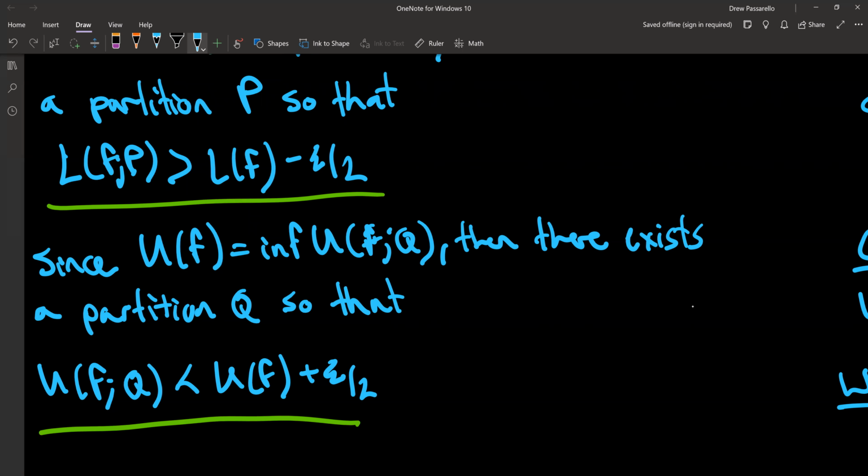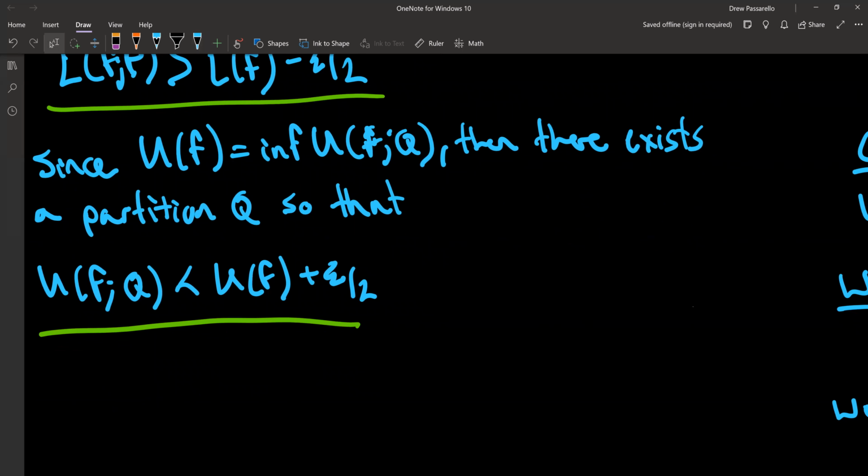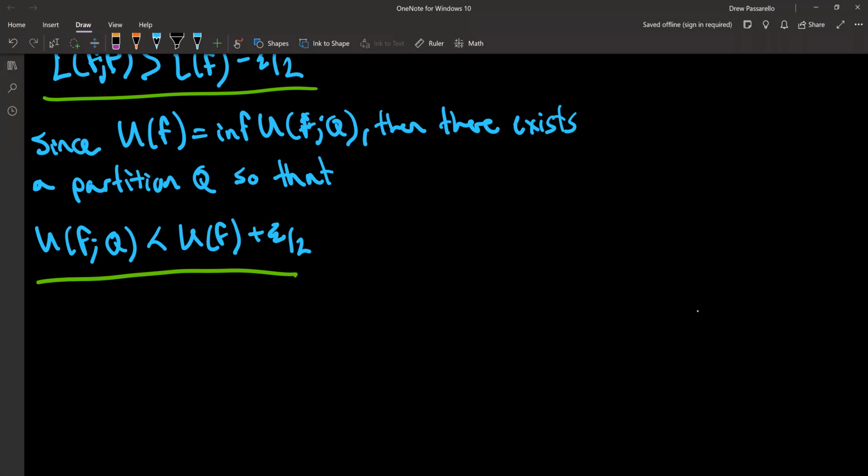Now we want to combine this information together, so we're going to make a refinement. All right, so let P of epsilon be the common refinement of this particular P and Q.